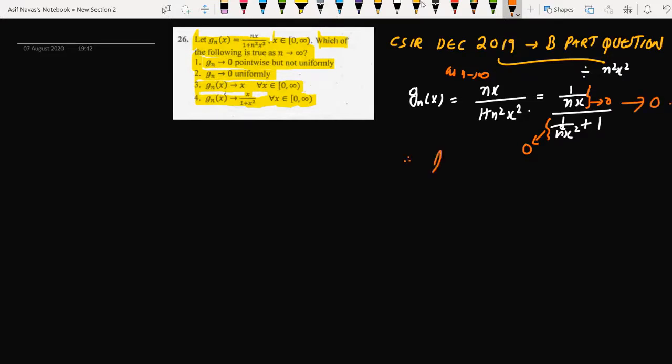Therefore, the limit as n tends to infinity of g_n(x) is equal to 0, which implies g_n(x) converges to 0 for all x. So option number 3 is false because it converges to 0, not x. The fourth is also false. Now we want to check whether it is pointwise or uniform.